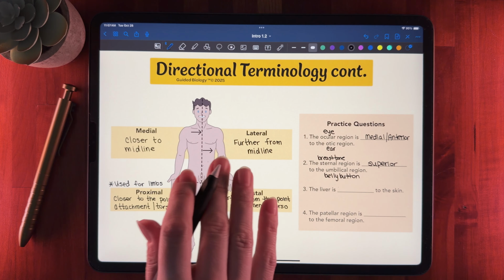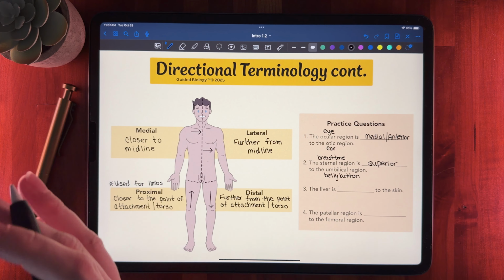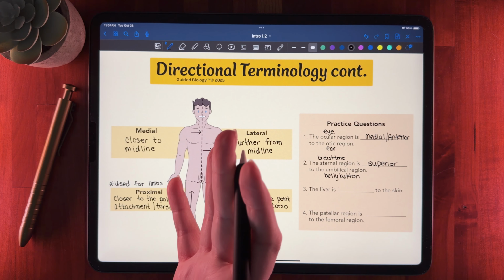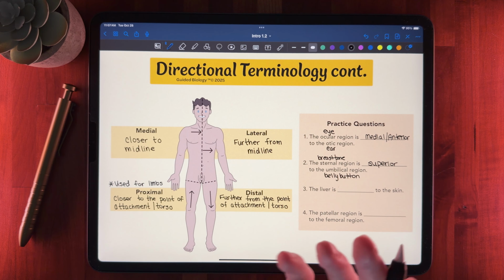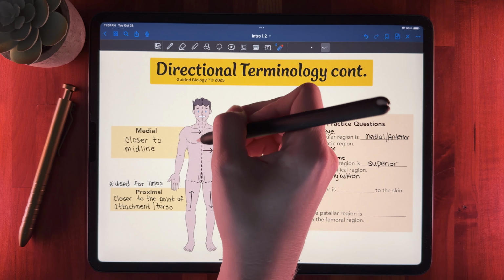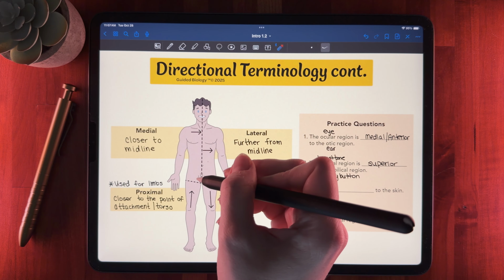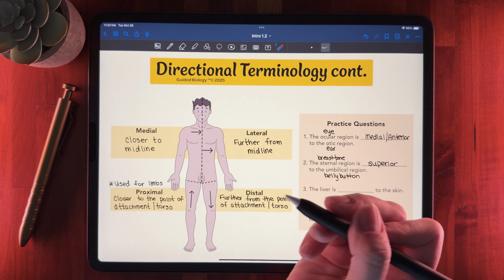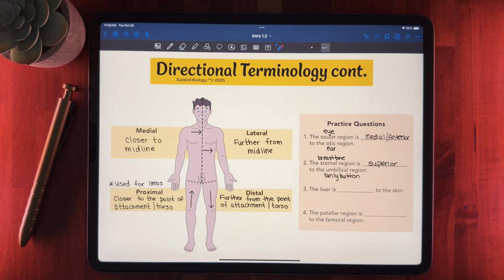So if it helps you to use common terminology to start with, and then you can apply our fancy anatomy words to it, that's one way to do it, right? So the sternal region is above the belly button, and then our fancy word for that is superior. Okay? All right, and then our next question.